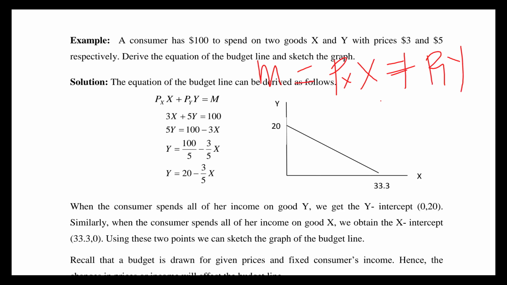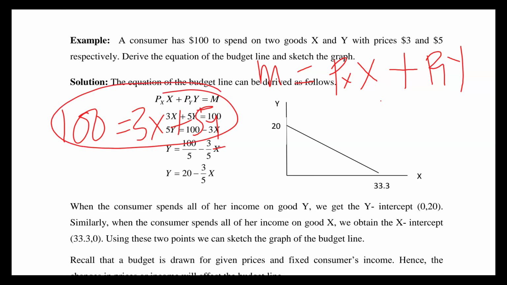That's what we say the budget line is. So your income is, let's say, $100, and the price of good X is 3, so it will be 3 times X, plus the price of good Y is 5, so it will be 5Y, equal to 100. So at that point, if you want the intercept, the value of Y or the value of X, you just make that Y the subject of the formula in this equation.